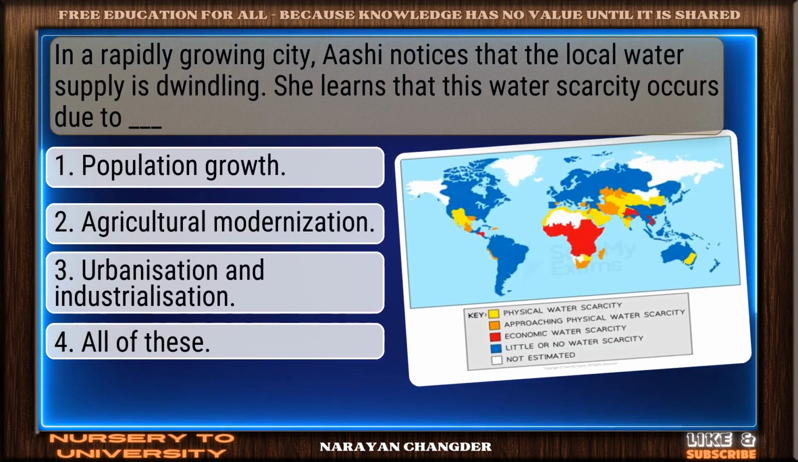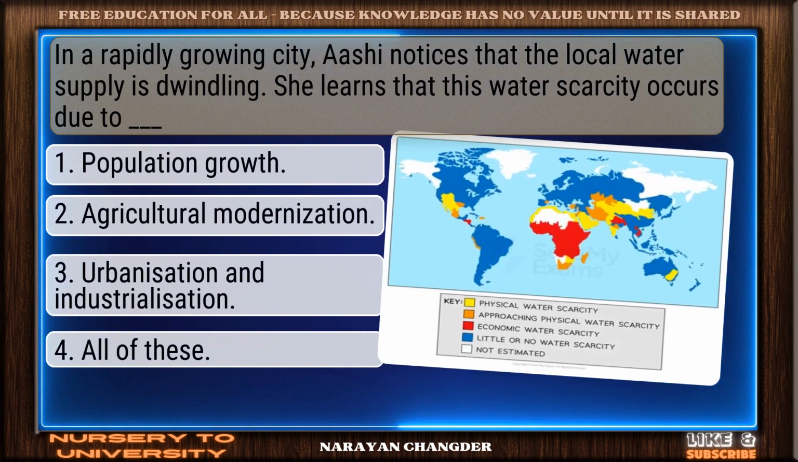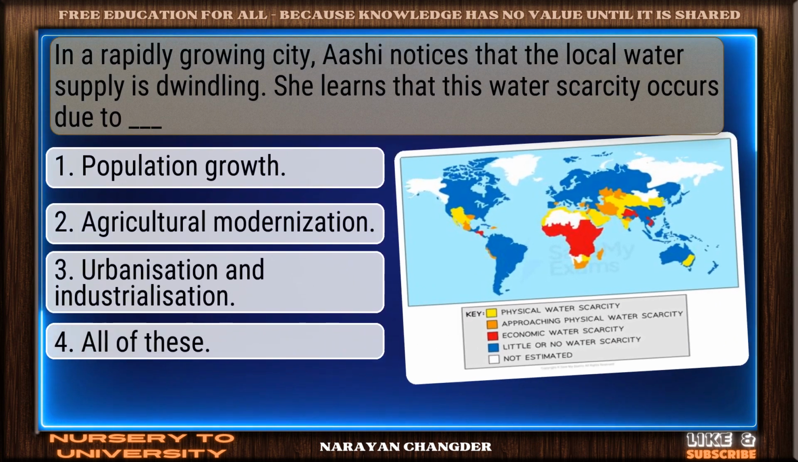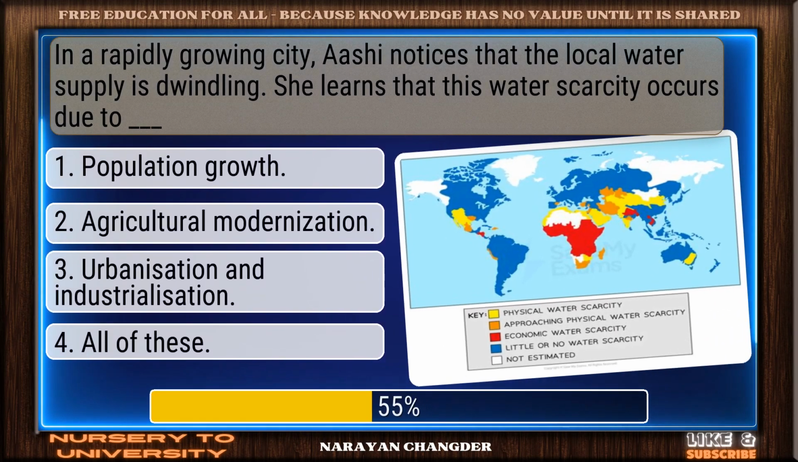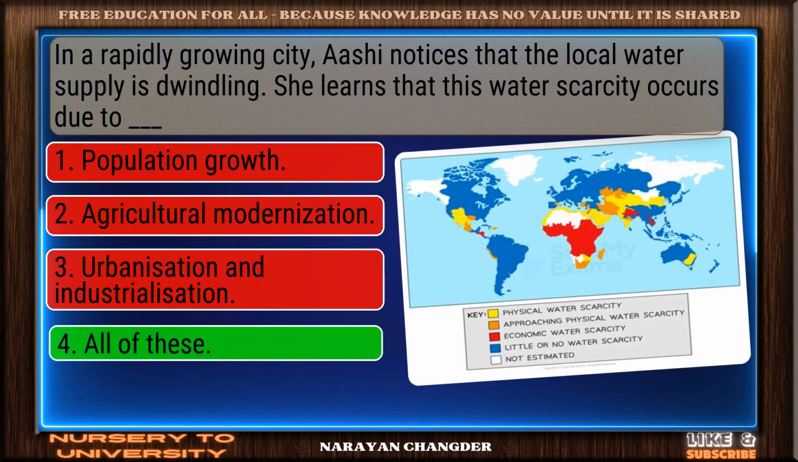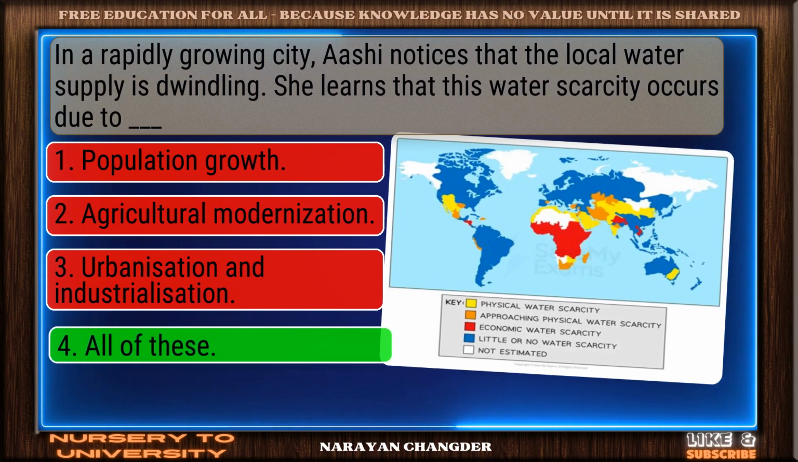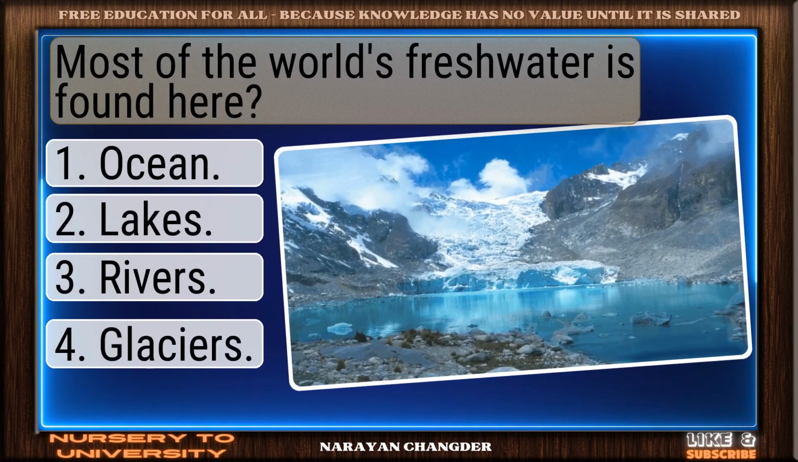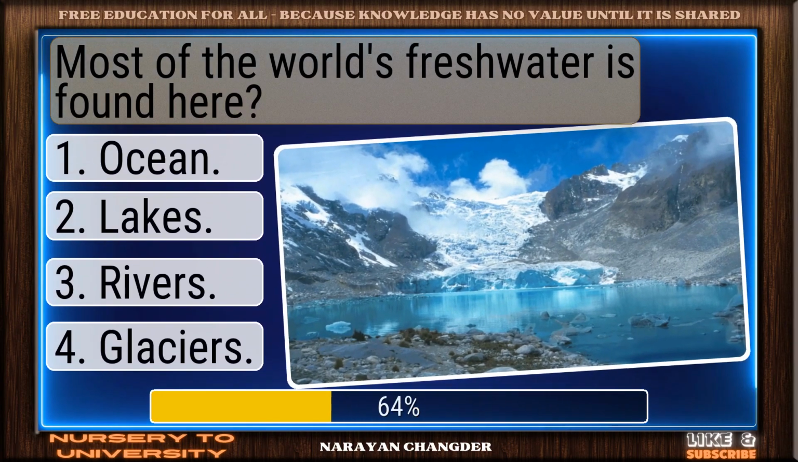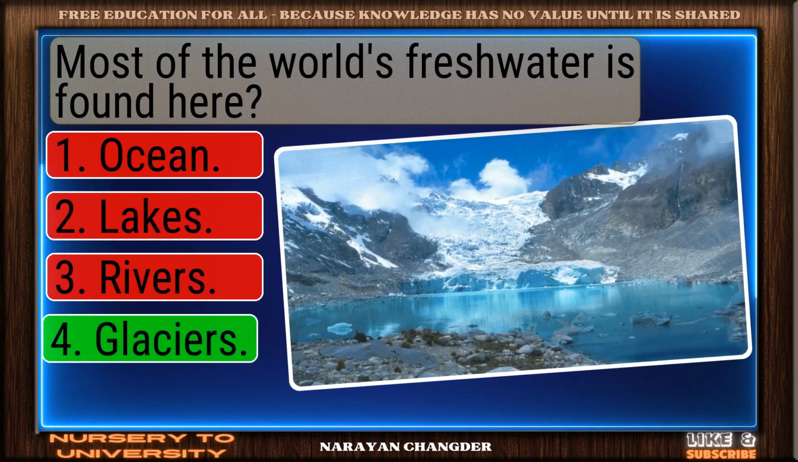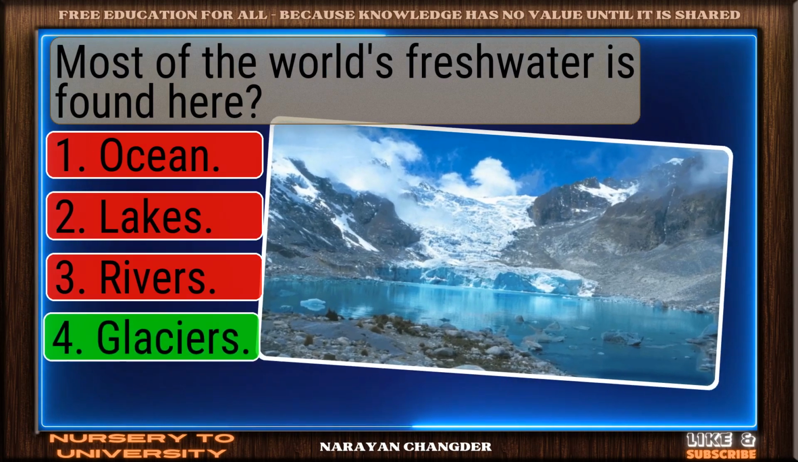In a rapidly growing city, Ashi notices that the local water supply is dwindling. She learns that this water scarcity occurs due to dash. Good thinking. All of these is right. Most of the world's freshwater is found here. Solid response. Glaciers is valid.